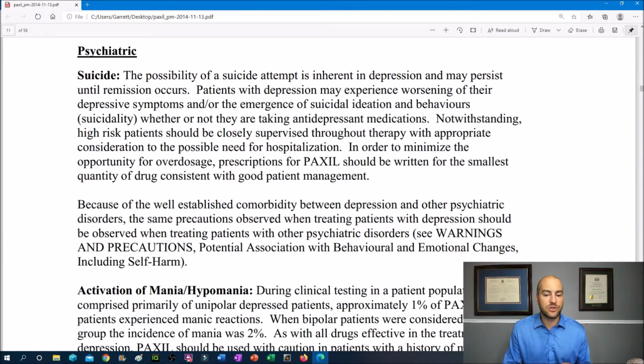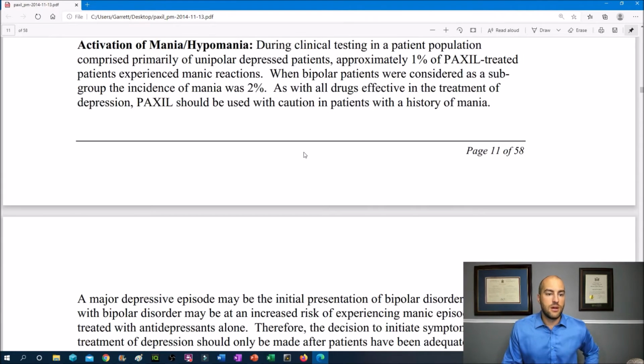Because of the well-established comorbidity between depression and other psychiatric disorders, the same precautions observed when treating patients with depression should be observed when treating patients with other psychiatric disorders. Activation of mania or hypomania. During clinical testing in a patient population comprised primarily of unipolar depressed patients, approximately 1% of Paxil-treated patients experienced manic reactions. When bipolar patients were considered as a subgroup, the incidence of mania was 2%. As with all drugs effective in the treatment of depression, Paxil should be used with caution in patients with a history of mania.